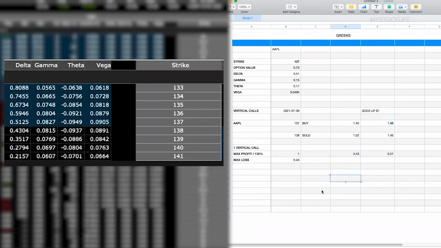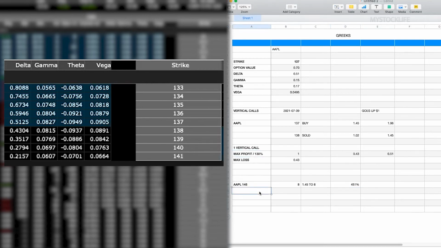The downside to this is, let's say tomorrow Apple July 9th goes to 145, for example. My intrinsic value of the 137 calls alone will be $8. So from 1.45 to 8, percentage-wise, that's 451% on my calls alone. But because I did a spread, my max profit was capped.